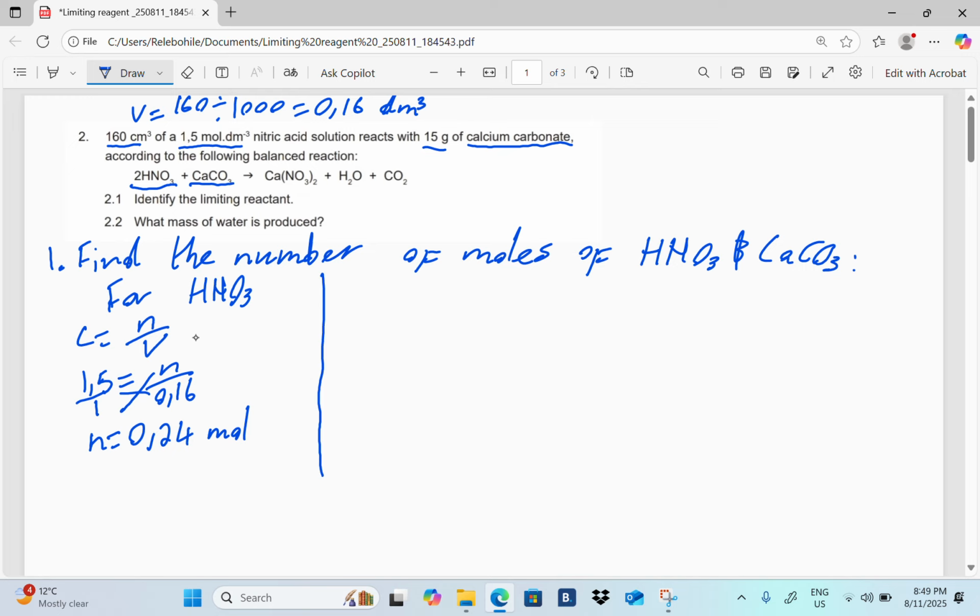Then after that, I'm going to find the number of moles of calcium carbonate. But when I check calcium carbonate, I realize that I'm given the mass of calcium carbonate.